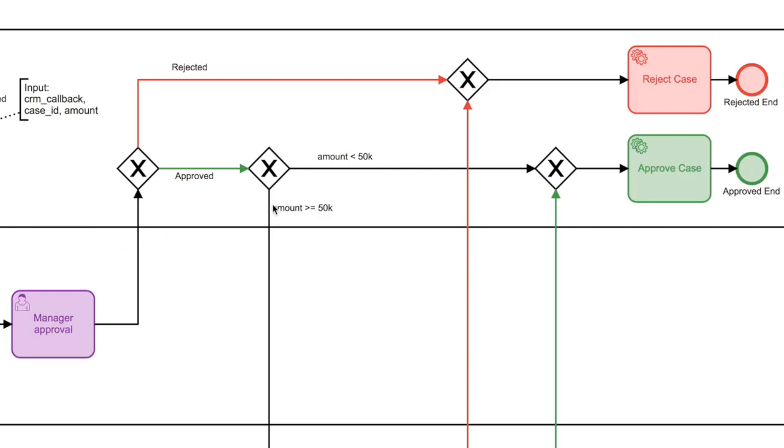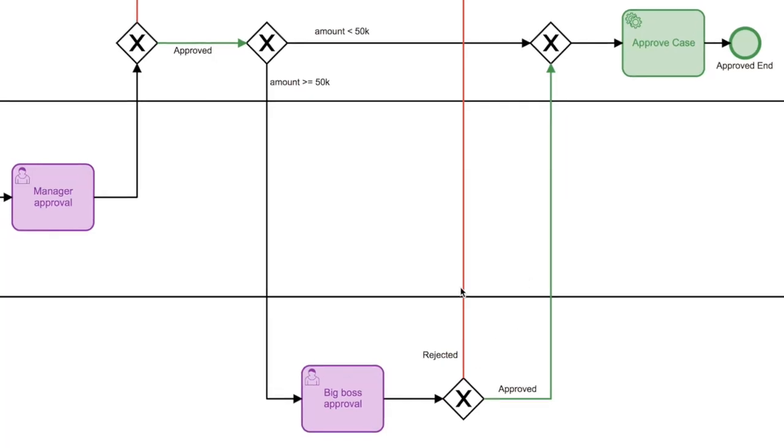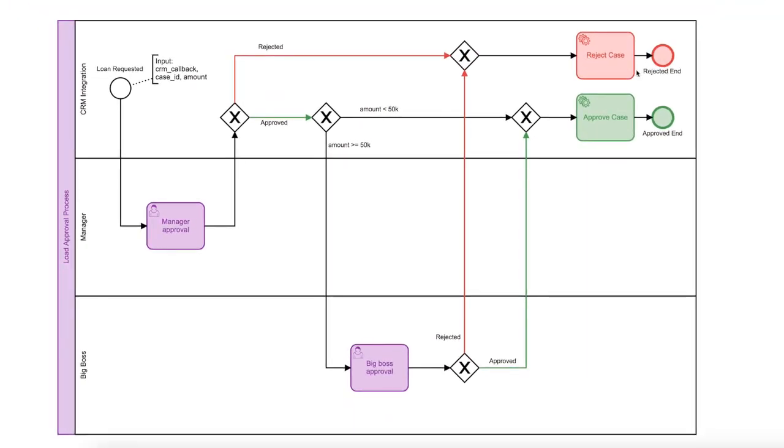Now, here's the additional logic if the loan amount is bigger than $50,000. In that case, we will require an additional approval by upper management. For that, we have a user task which will be delegated to another person for the approval. If we get the approval, then the process will proceed down the approved branch and reach the approved case service task, as I mentioned previously. Similarly, if the second approval was negative, then the rejected branch will be chosen, and then the process will reach the reject case service task, and then it will end.